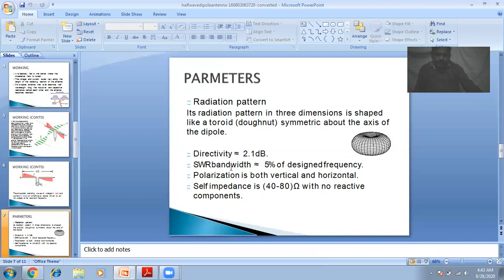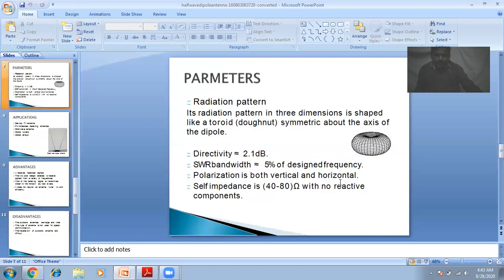So the standard ratio bandwidth is equal to 5% of the design frequency. So the polarization is both vertical and horizontal. Okay. And radiation resistance is equal to 73 ohms. Okay.